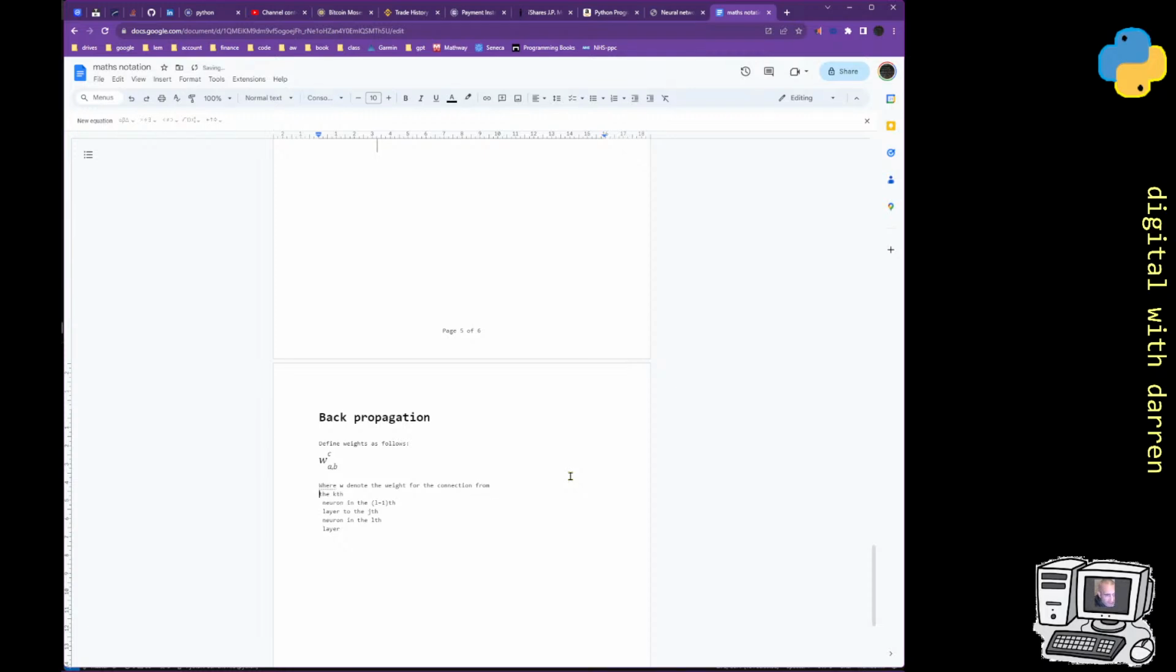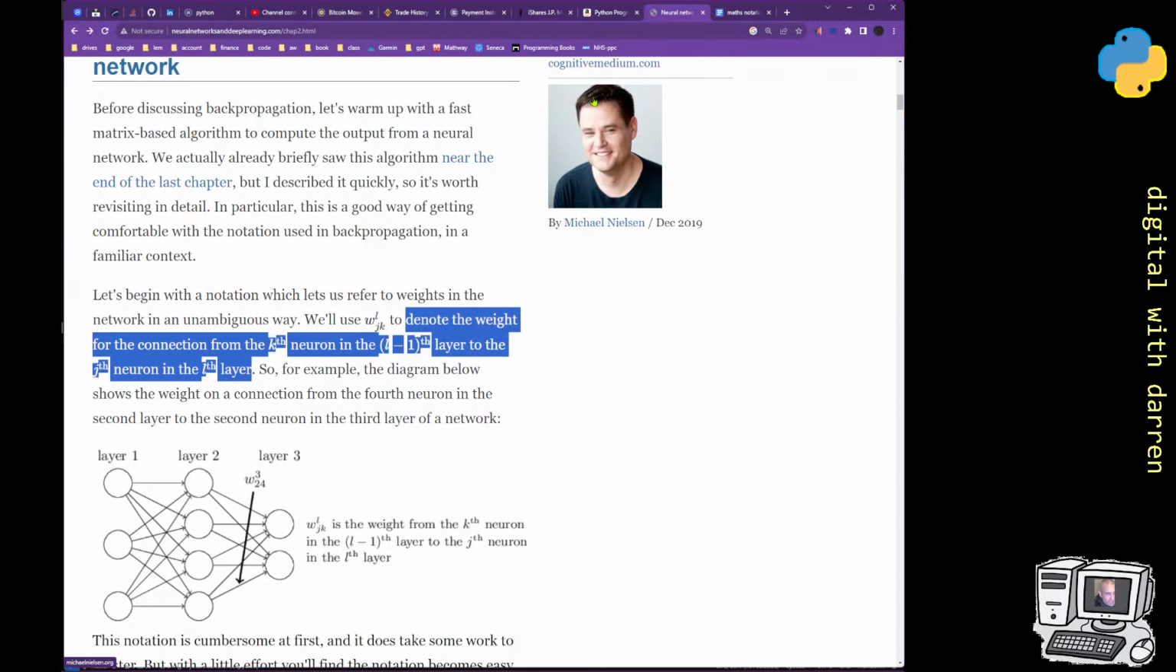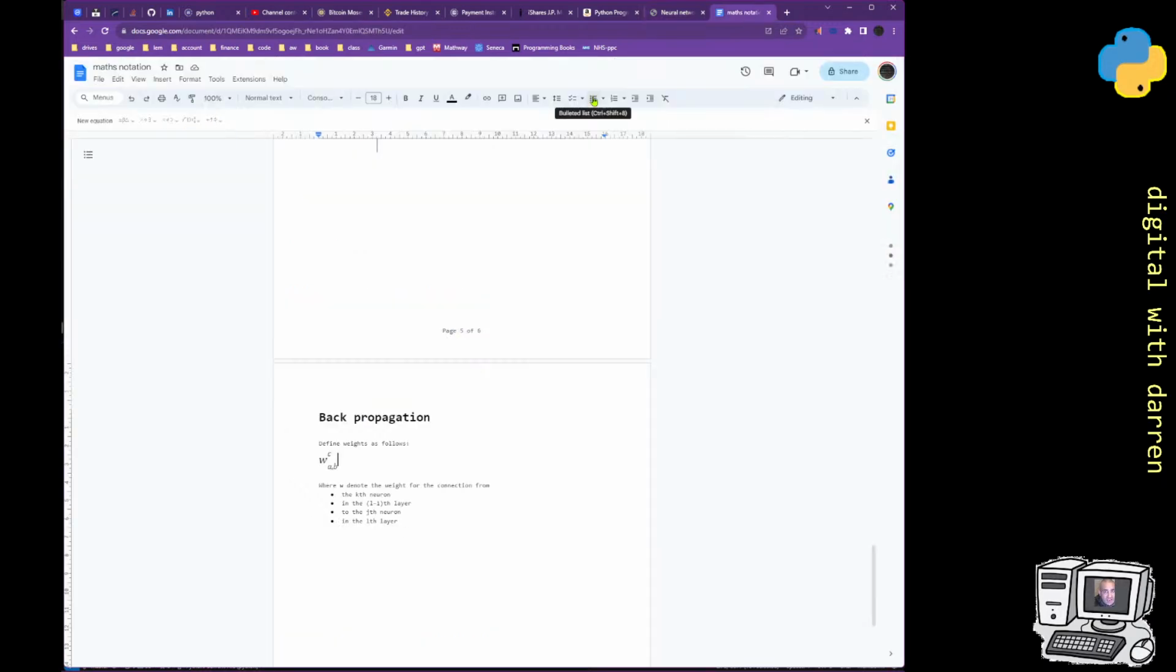Let's get it like this. I'm going to insert some bullet points here. The kth neuron, and then in the L-th layer, so let's get the layer into the line, to the jth neuron in the (L-1)th layer. I need to get all of these notations correct as well, so let's just go across. L is at the top, and J and K are the two indexing things, so we are indexing here.